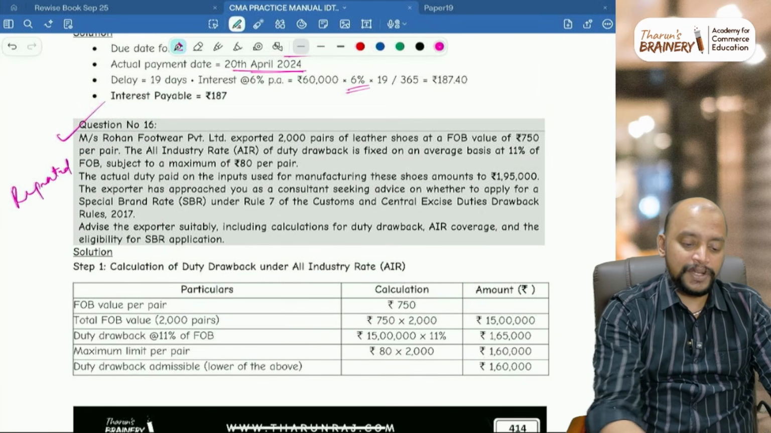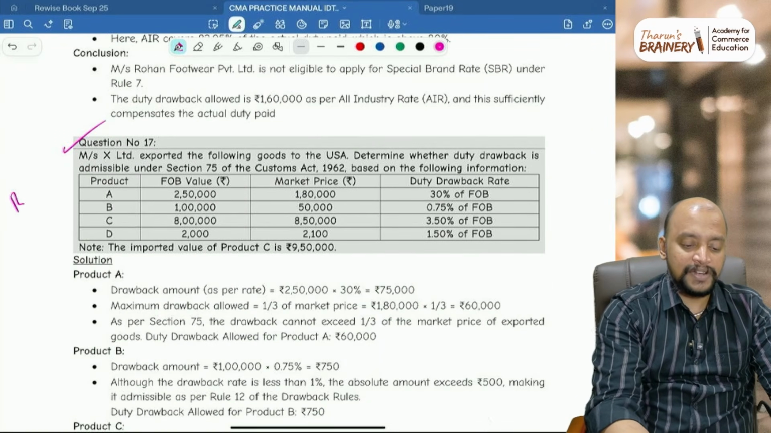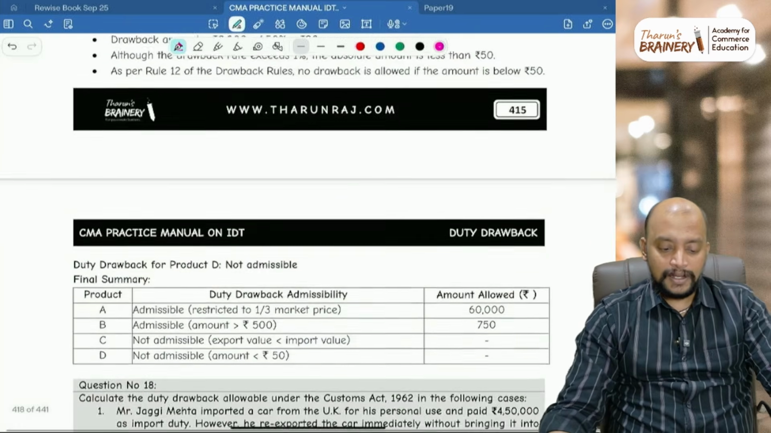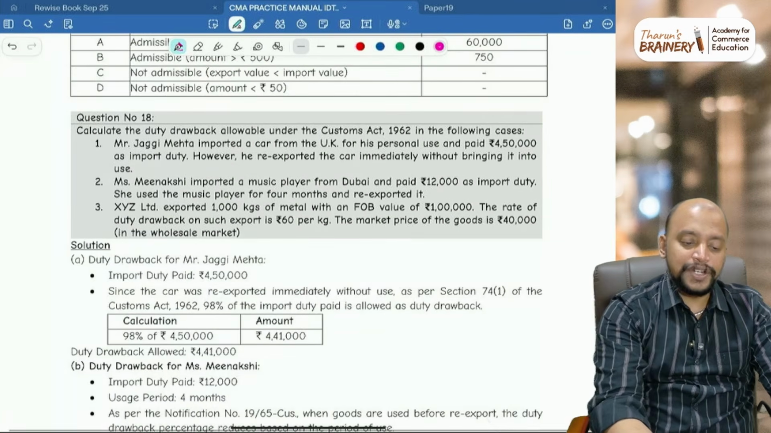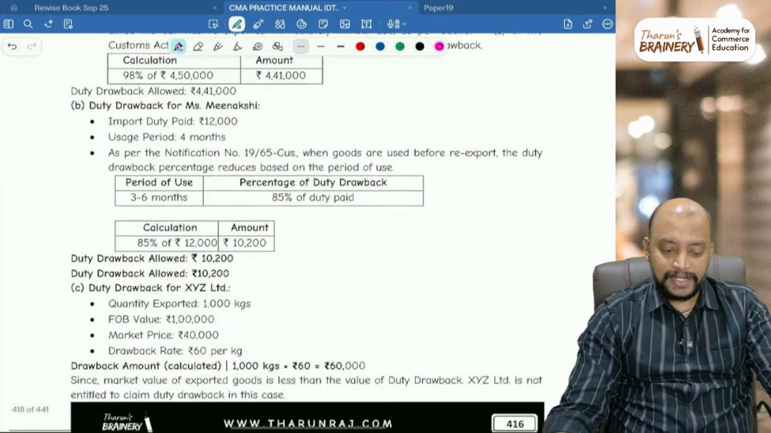This is a repeated question. Even question number 17 is repeated. Already we discussed. And question number 18 also repeated, with different names. We discussed that.